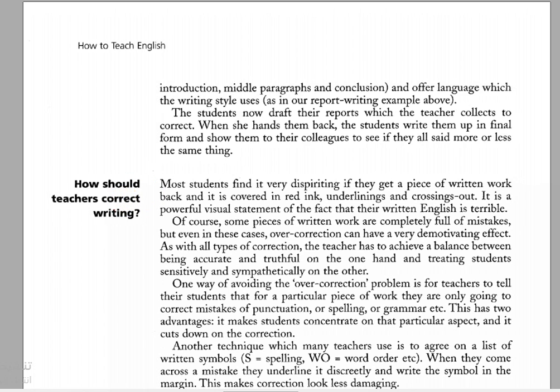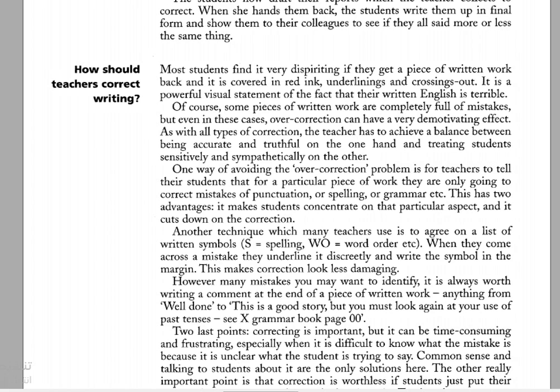How should teachers correct writing? When you want to correct writing, you have to use symbols. That's the point. Symbols like S for spelling, WO for word order. Word order: sometimes you have to put the adjective then the noun, and because we are Arab learners, a lot of mistakes can happen at that point. The students will follow the Arabic rules and put the noun then the adjective. So make sure that you use S for spelling, WO for word order.